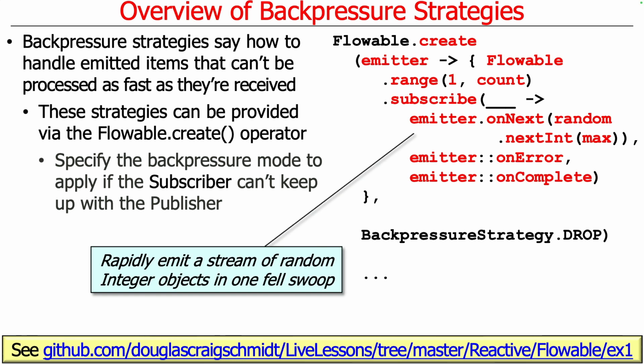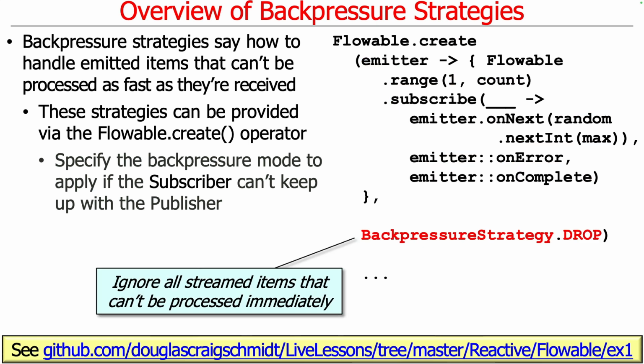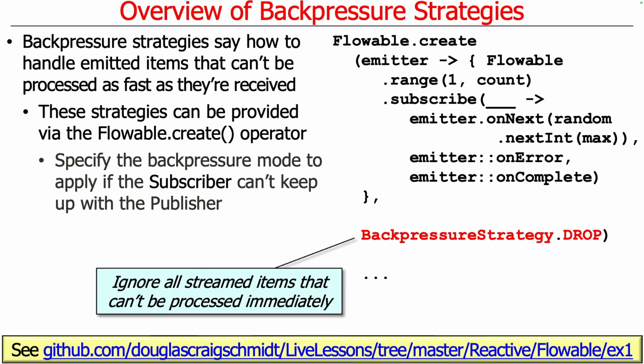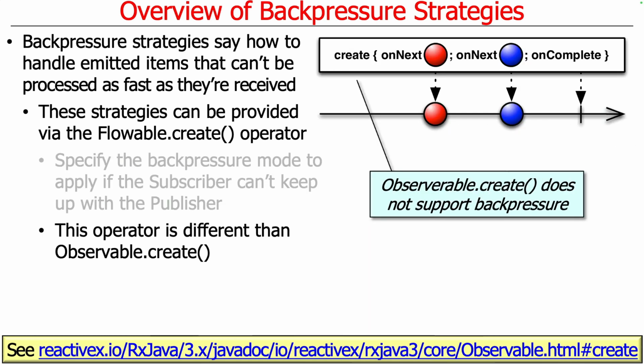So this particular thing is just a little lambda expression. If I was actually writing real code, I would make that a method reference instead of a lambda expression or some other variant that's a little bit cleaner, but I'm just trying to show how you can spit out a bunch of data quickly. And then the back pressure strategy will, in this case, ignore the items that can't be processed immediately. So keep dropping the ones that come in where the subscriber can't keep up. Notice that this create operator on Flowable is different from the create operator on Observable. The create operator on Observable takes this lambda expression-like thing, but it does not support a back pressure strategy. There's just one parameter that it supports.